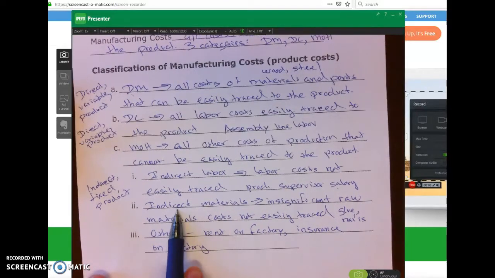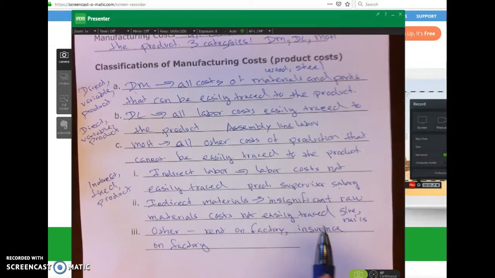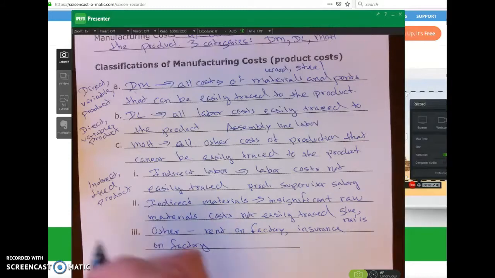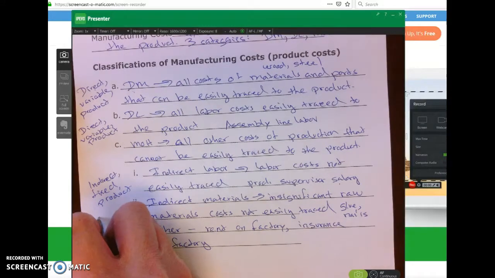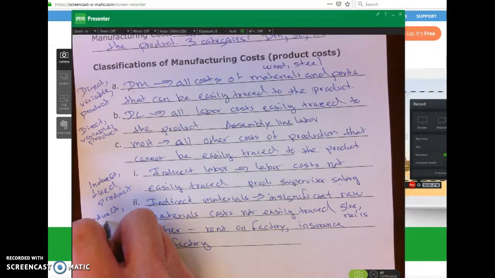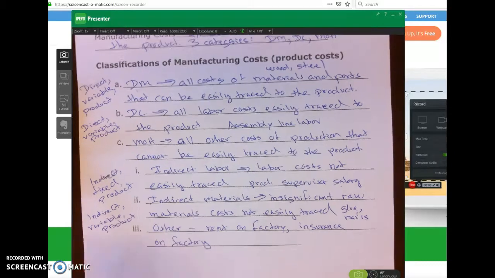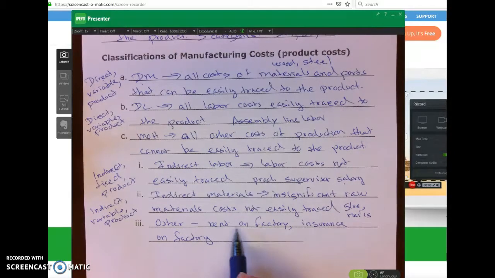So we continue on with our making table example over here with indirect materials, insignificant raw materials. If we have any glue or nails that we actually have to have to assemble the table in our factory, that would be considered indirect materials. And this would be considered an indirect variable product cost. Okay? Indirect variable product cost. And then we can say other.